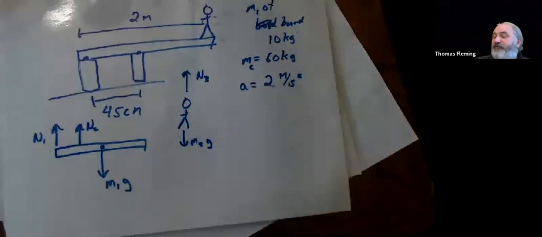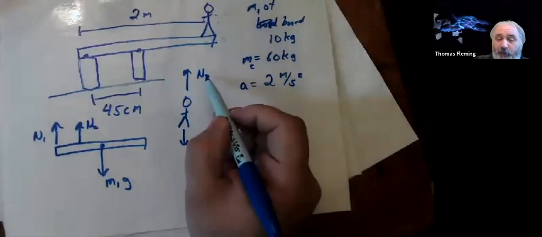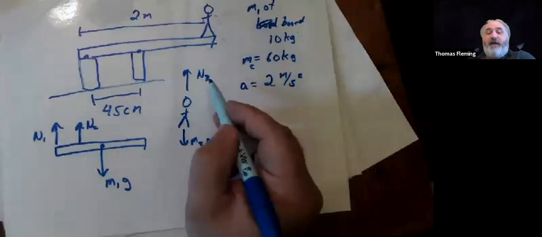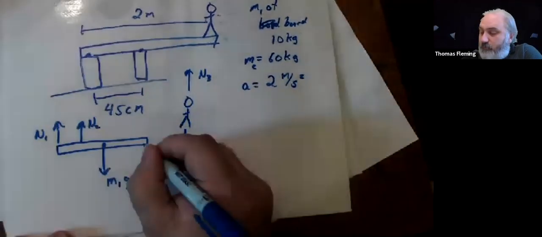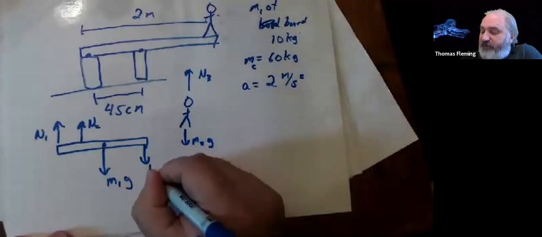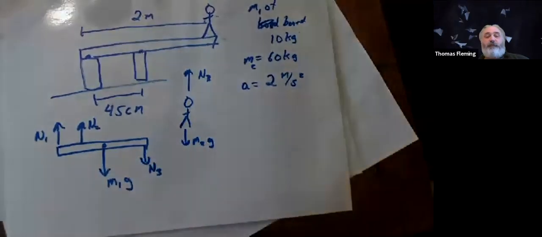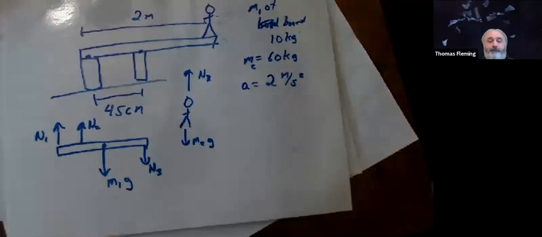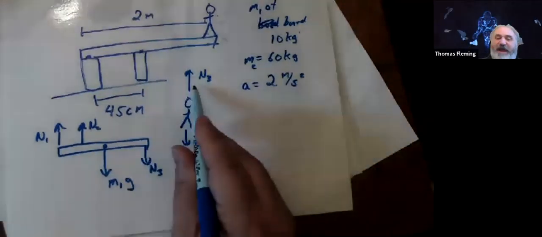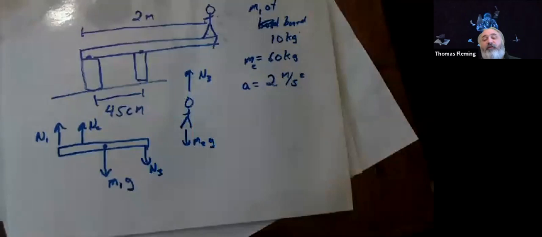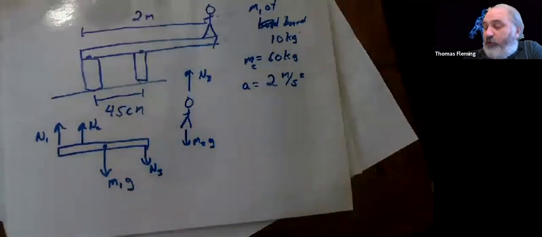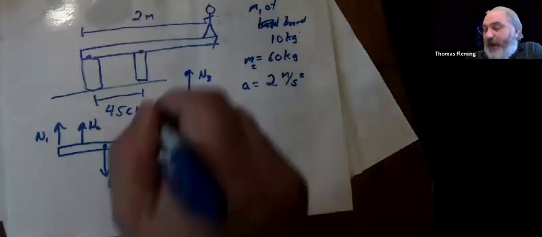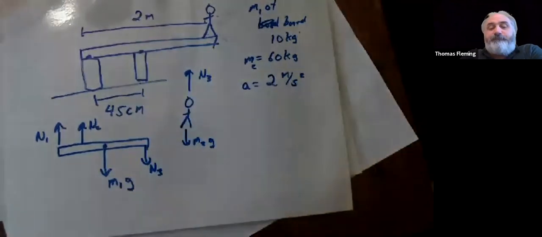But if the diving board is pushing him up with a force of N3, Newton's third law says he is pushing the diving board down with the exact same amount of force. All right, so this force and this force have to be the same because Newton's third law says if I push you, you push me equally hard, but in the opposite direction. So N3 is equally hard, but in the opposite direction. So far, so good?